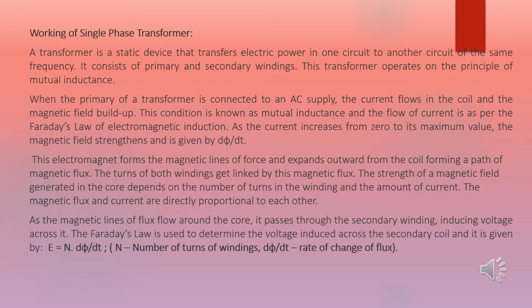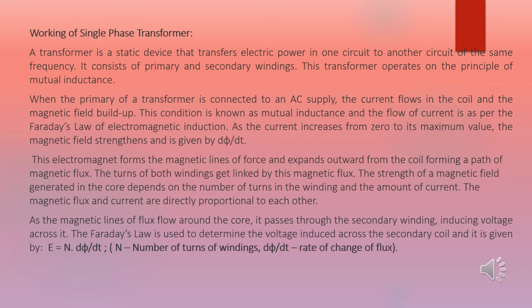The strength of magnetic field in the core depends on the number of turns in the winding and also on the amount of current that is being supplied to the primary winding. The magnetic flux and current are directly proportional to each other. That is, if the current is increased, the magnetic flux will increase, and correspondingly the output on the secondary side will increase. If the current is decreased, the magnetic flux will also decrease, and the current on the secondary side will also decrease.